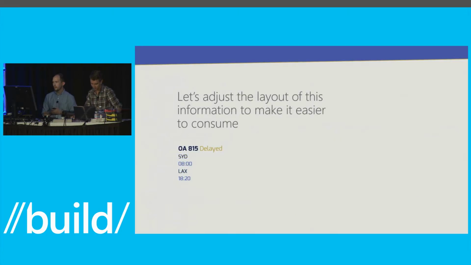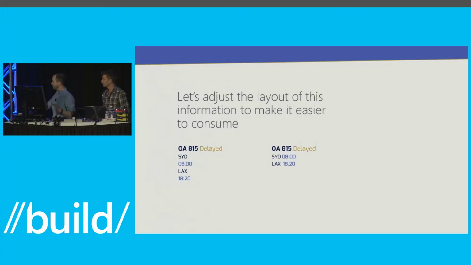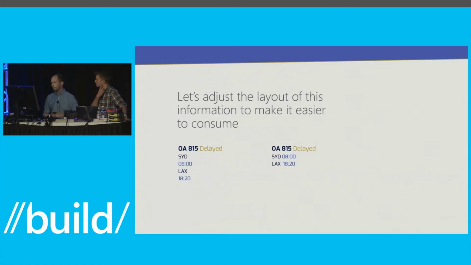So here, I'm going to move the times onto the same line as the airports. Really simple things. This still doesn't look great here, but bear with me. But already we're making our list items smaller, and we're making them easier to see. So now as we go through this, we can see 8:15 is delayed, Oceanic Air 8:15. We can see it's coming from Sydney at 8 o'clock, it's due in LAX at 18:20. We can read down, we can read across in quite a quick way.